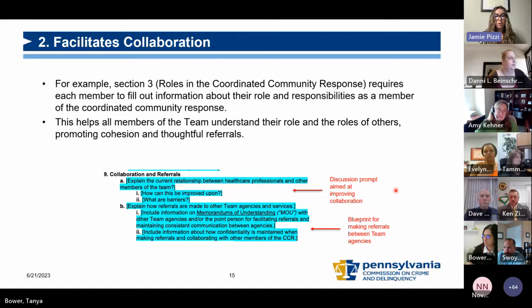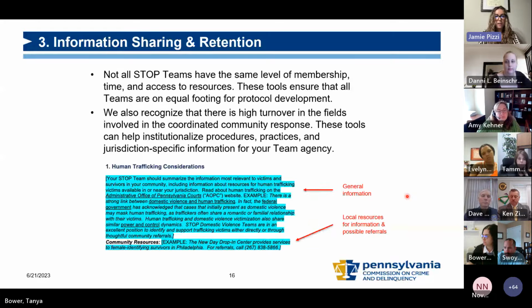Next, we have an example from our roles in the coordinated community response section. This section requires each member to fill out information about their role and responsibilities as part of the coordinated community response. It includes a discussion prompt aimed at improving collaboration, as well as a blueprint for making seamless referrals between team agencies. Next slide, please.